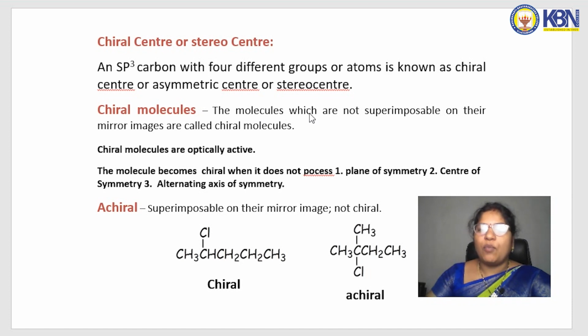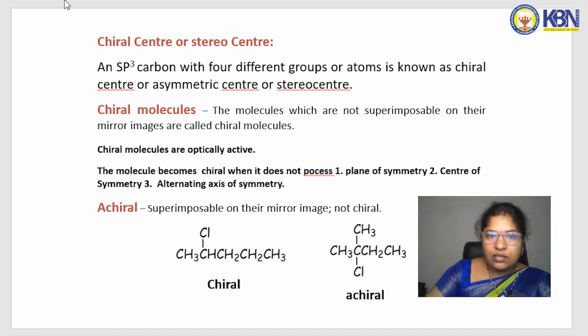Chiral molecules. Molecules which are not superimposable on their mirror images are called chiral molecules. Chiral molecules are optically active. A molecule becomes chiral when it does not possess a plane of symmetry, a center of symmetry, or an alternating axis of symmetry. Achiral molecules are superimposable on their mirror images. These are not chiral.